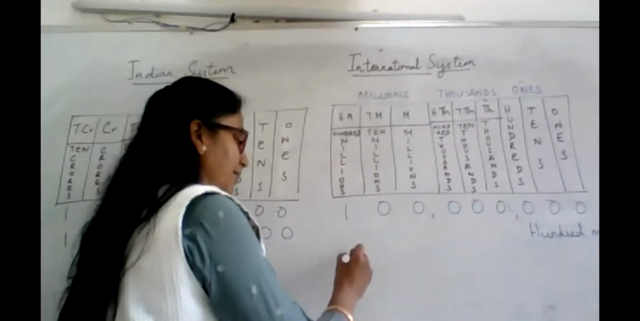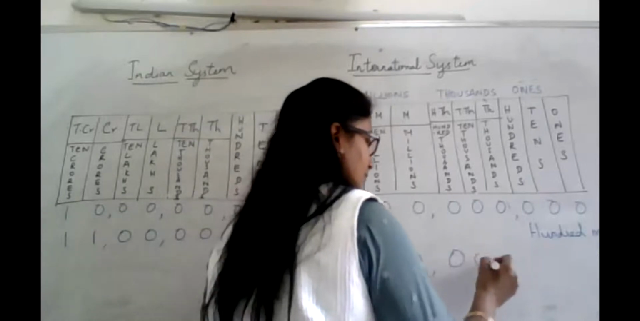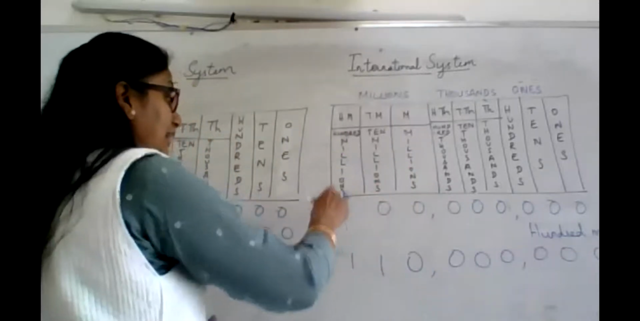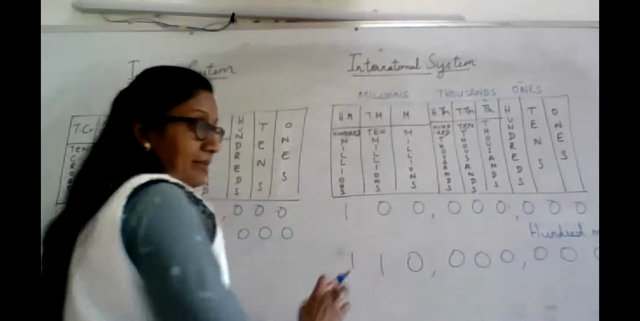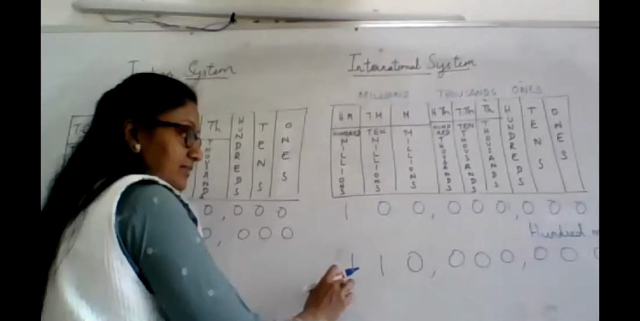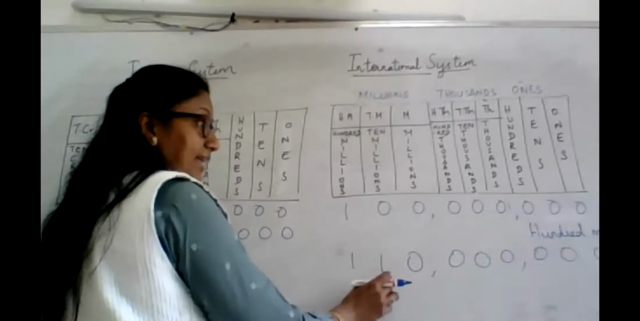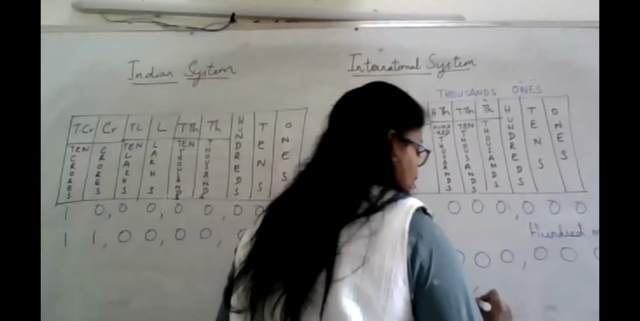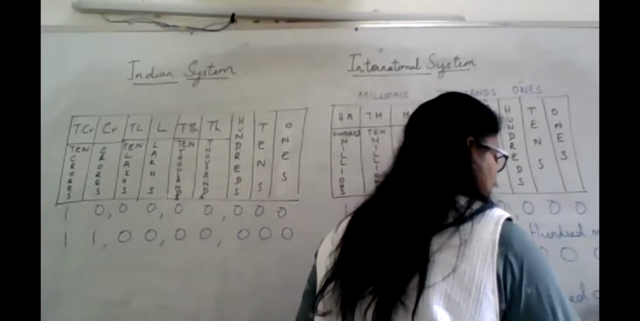Now suppose I have a number like this. All other places except the 10 million and the 100 million are zeros. Here you have 1 in the 100 million and 1 in the 10 million. So this 1 in the 100 million means there are 100 millions, and this 1 in the 10 million means there are 10. So 110. This will be read as 110 millions.